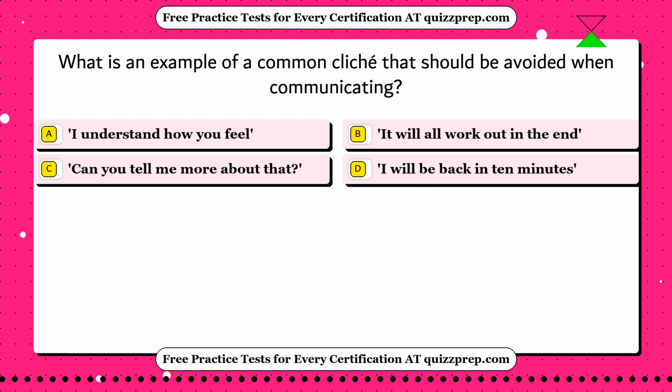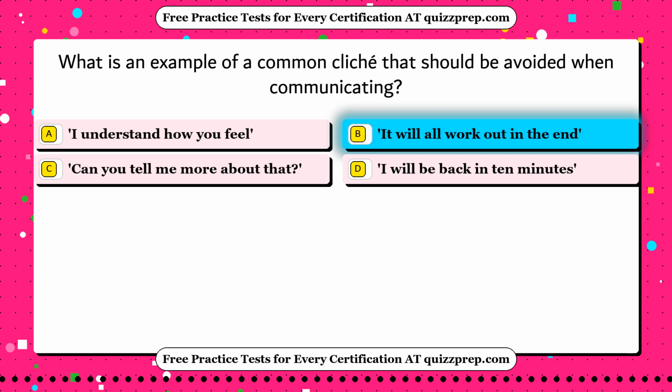Question 59. What is an example of a common cliché that should be avoided when communicating? Option A, I understand how you feel. Option B, it will all work out in the end. Option C, can you tell me more about that? Option D, I will be back in 10 minutes.